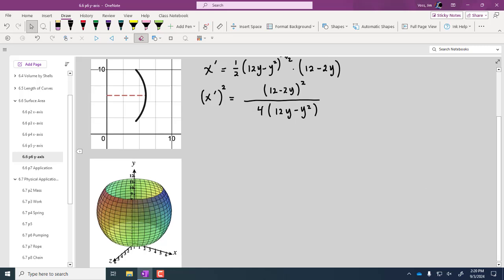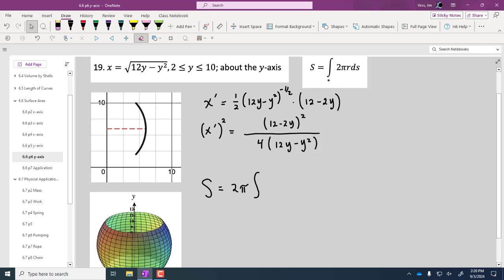And now we're ready for arc length. So, excuse me, we're ready for surface area. So surface area is 2 pi times the radius. The radius is right here. The radius is the function when the function is written as an x value, when it's measuring horizontally. It's already written as an x value, so we're good to go. So we're going to just take the function, square root of 12y minus y squared. All right, great. So there's 2 pi r. And they give us the limits of integration, 2 to 10.